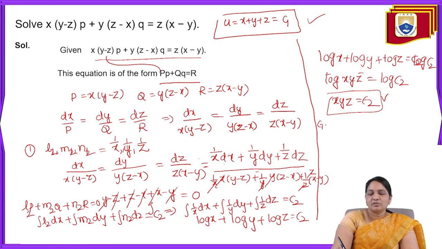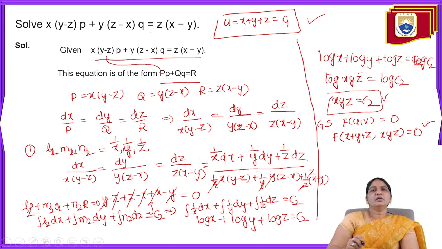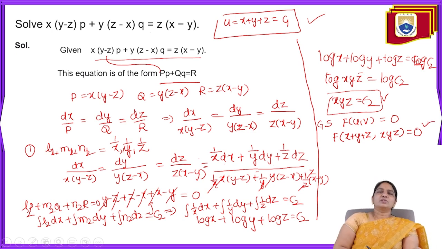Now the general solution is f of u comma v equal to 0. So f of u, which is x plus y plus z, comma v, which is xyz, equal to 0. This is my general solution. So this is the way to solve the given problem by using the method of multipliers. Here in this problem I got two solutions from the method of multipliers only.